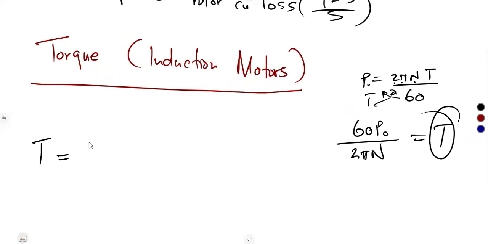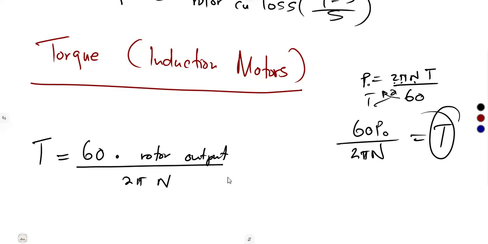But in our case, the power that you're given can differ. They can give you the rotor output. So you can use the rotor output over 2πN. That is our torque in Newton meters. Remember, torque is measured in Newton meters.